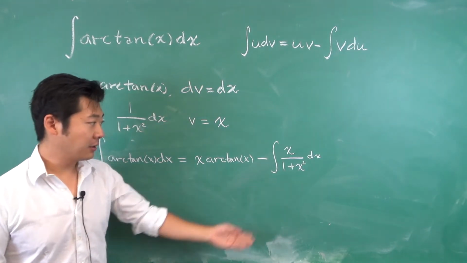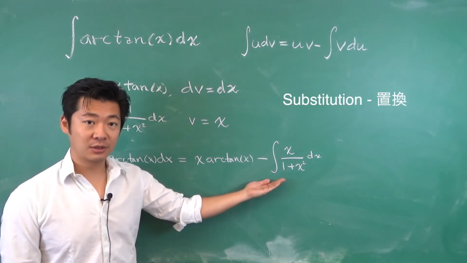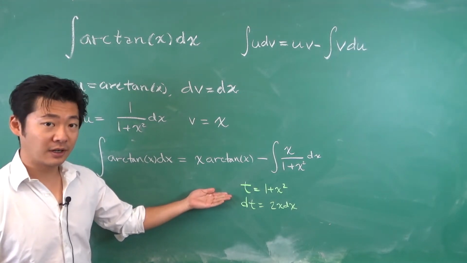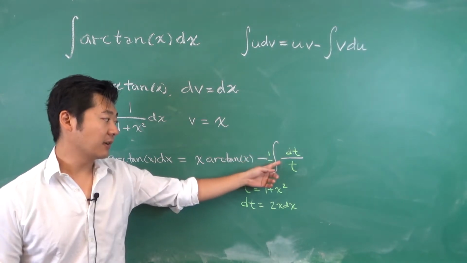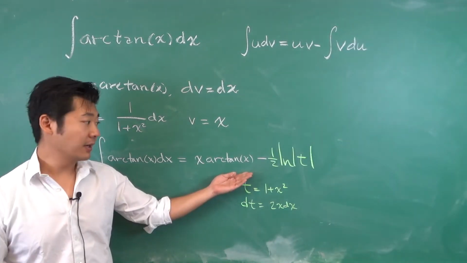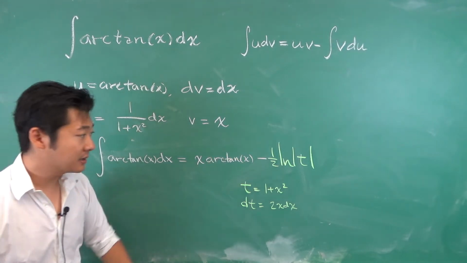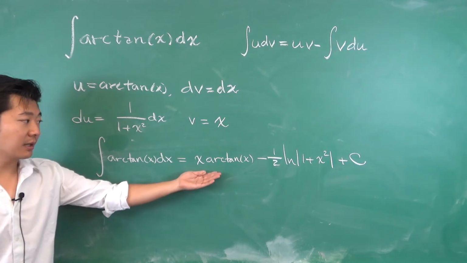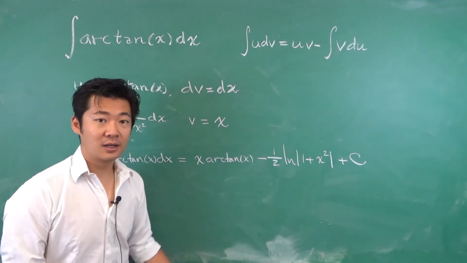Now the remaining integral is a pretty straightforward integral, which we can solve using substitution. So that if we let these be the substitution variables, we'll have 1/2 of integral dt divided by t, which is negative 1/2 natural log of t, and so we'll substitute this back in so that we get the antiderivative of arctangent is x times arctangent x minus 1/2 natural log of 1 plus x squared, plus a constant.